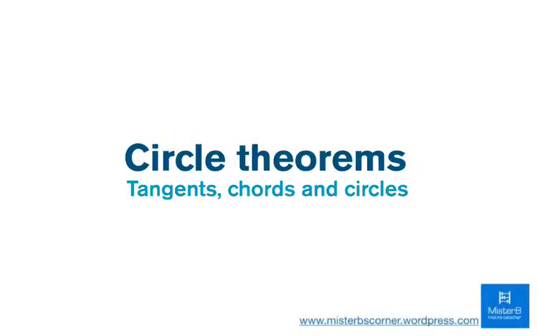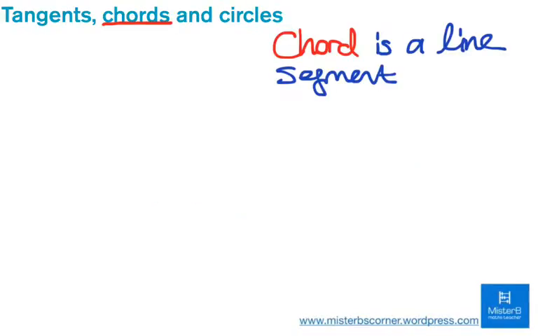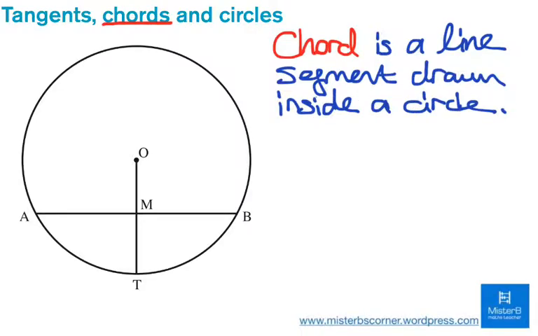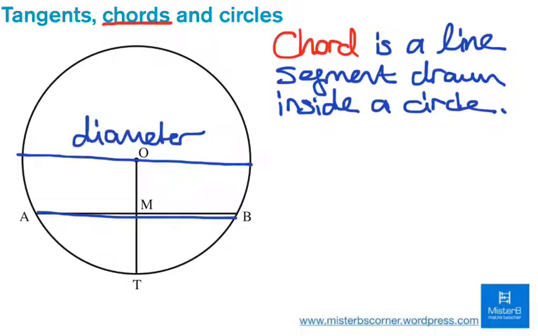In this video we are going to talk about chords. A chord is a line segment drawn inside a circle. So you can see that AB here is a chord. A chord passing through the center is called a diameter.